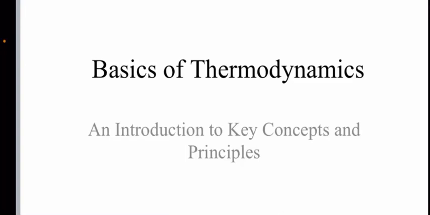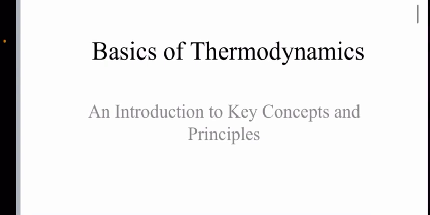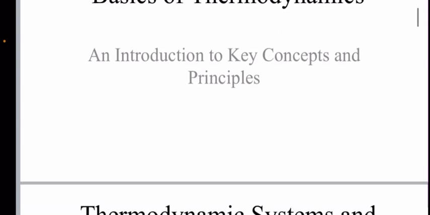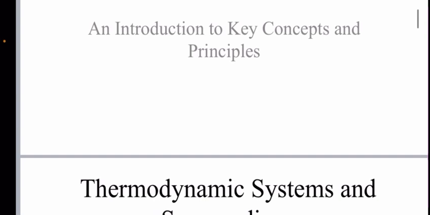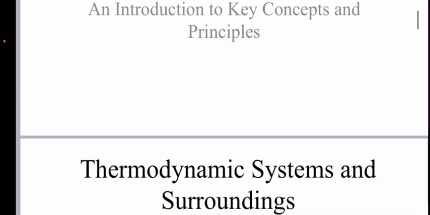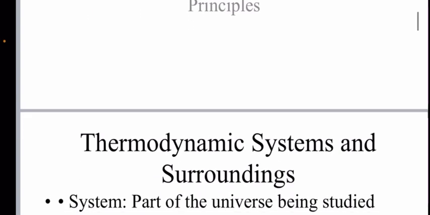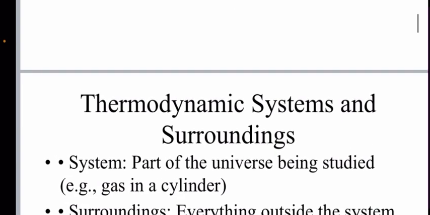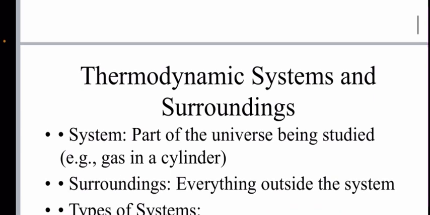Thermodynamics is the branch of physics that deals with the relationships between heat, energy, and work. It describes how energy transfers between objects and systems, particularly through heat and work, and how this affects matter's properties and behavior. Here are some basic principles and concepts of thermodynamics.